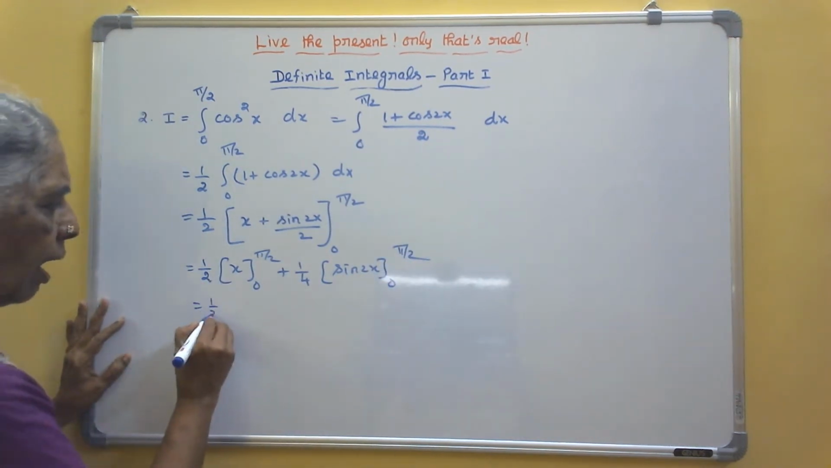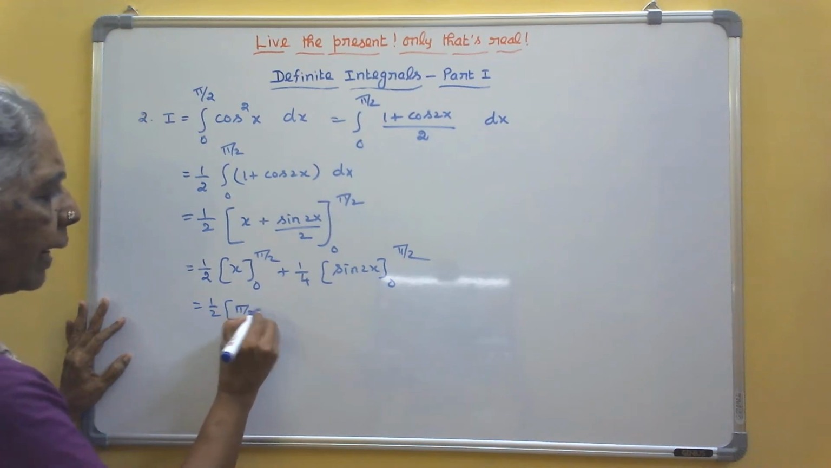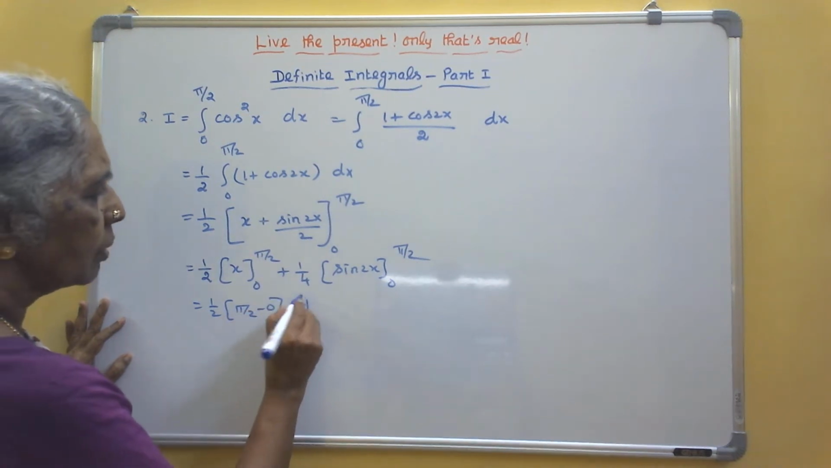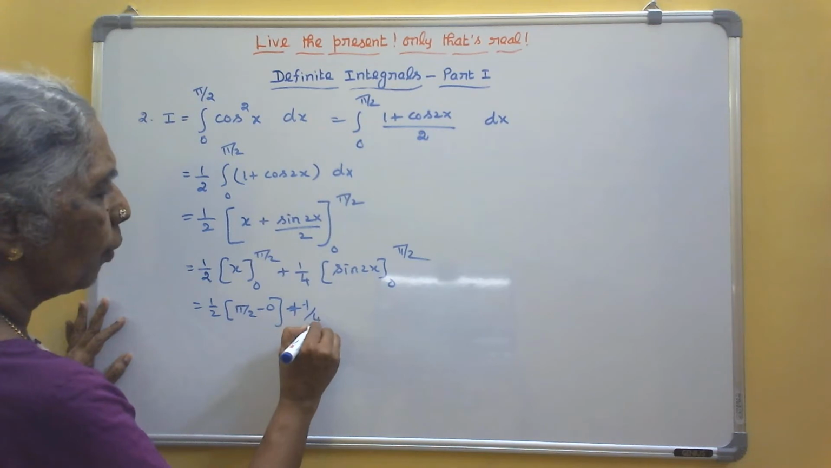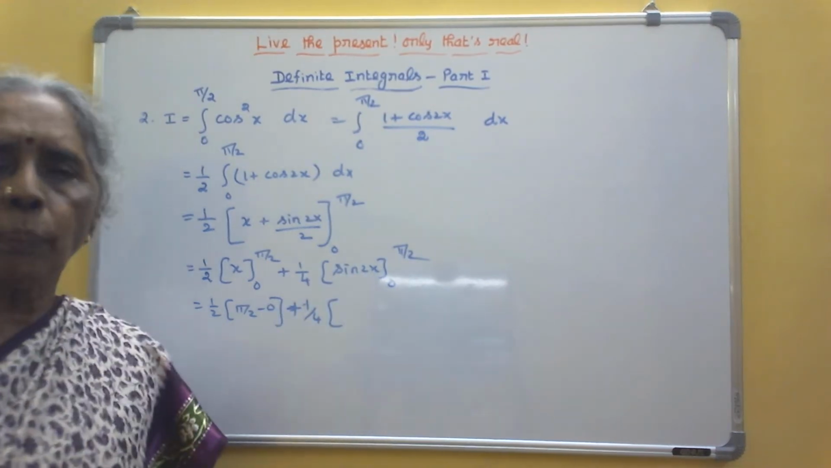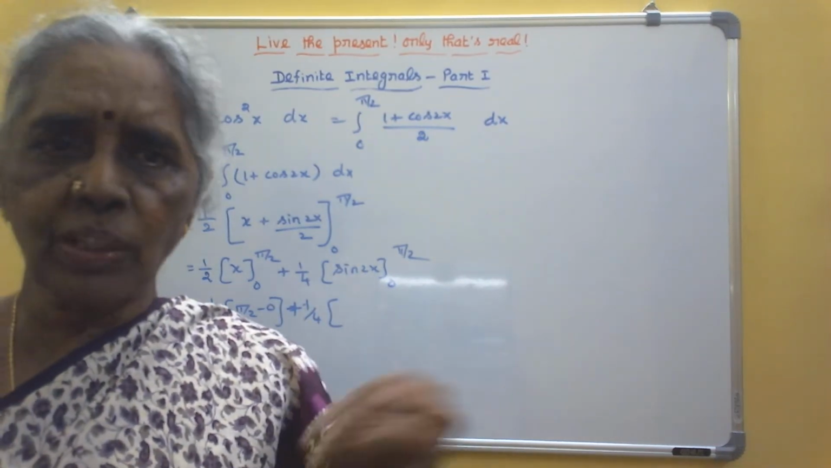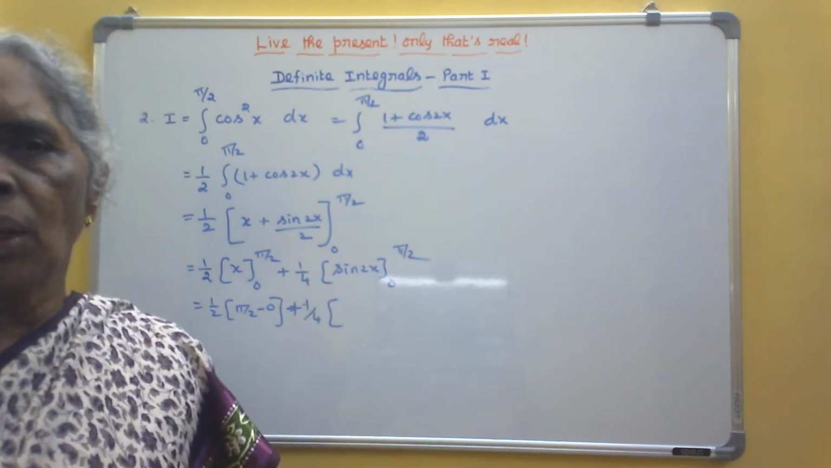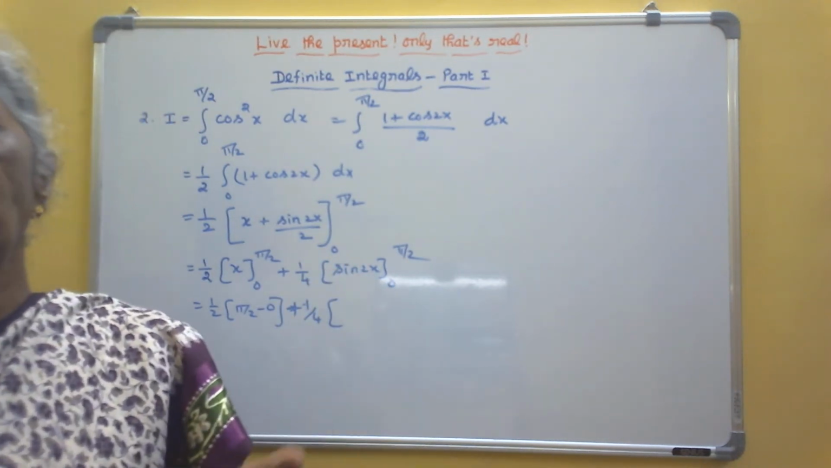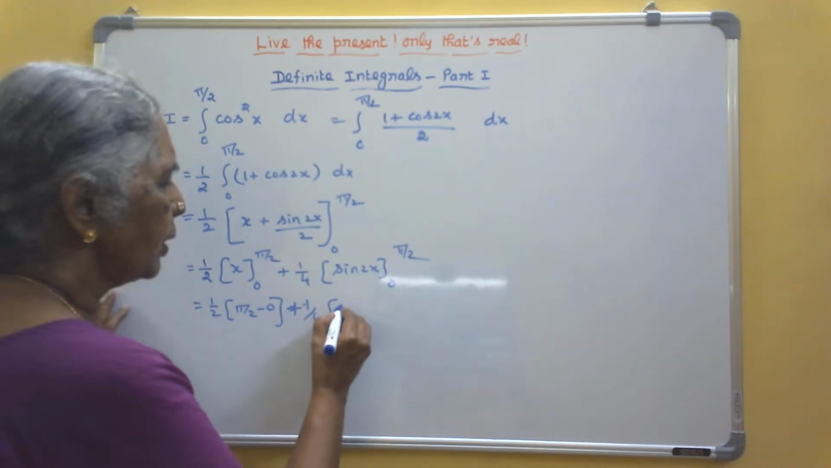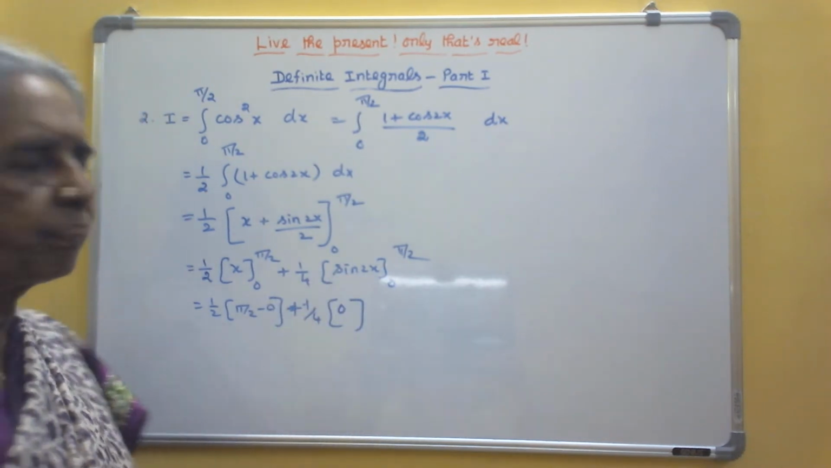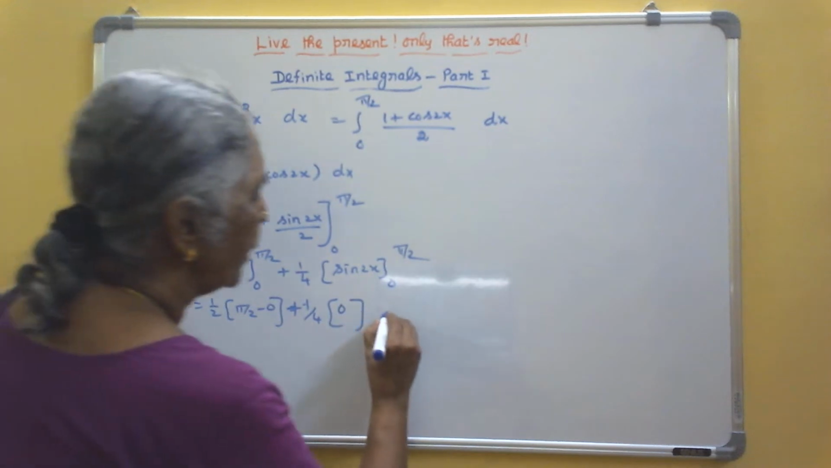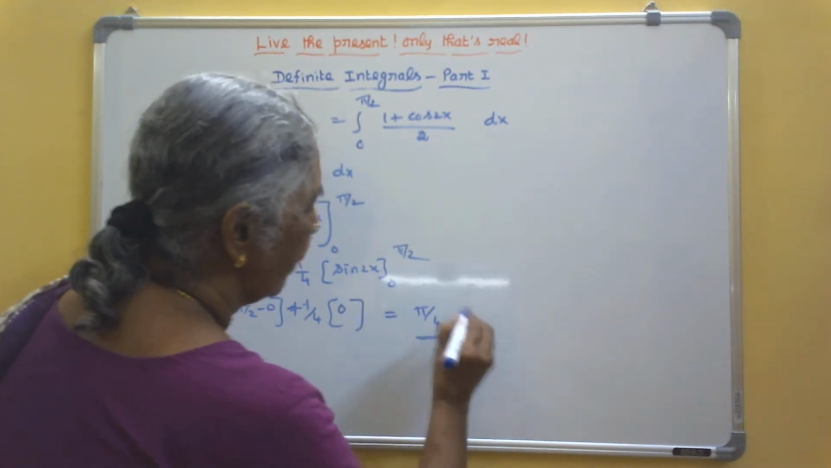So here half, pi by 2 minus 0, right? Plus 1 by 4, sin 2 into pi by 2 will be sin pi. You know sin pi is 0. Then lower limit, sin 0 is also 0. So both the upper limit and the lower limit are 0 when you substitute. So this term actually vanishes. So here half into pi by 2 will be equal to pi by 4.